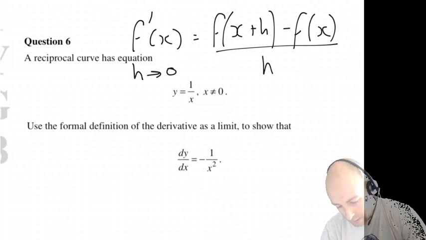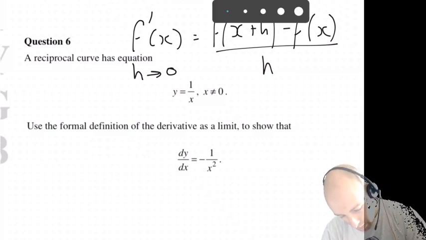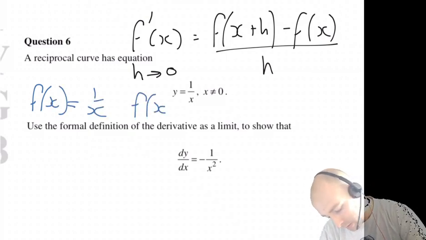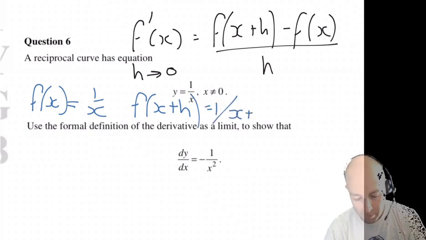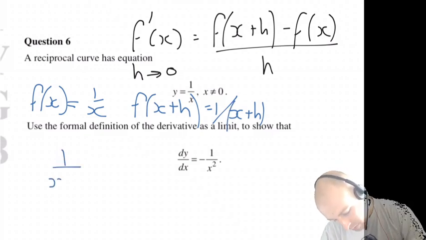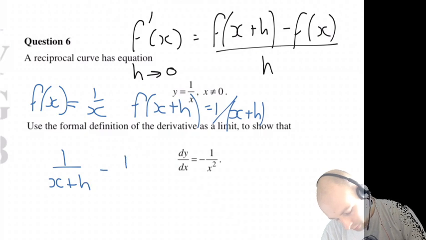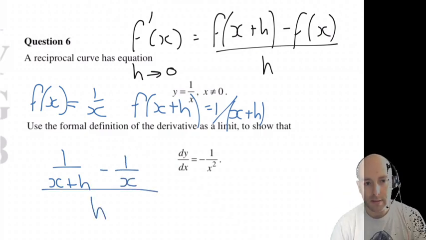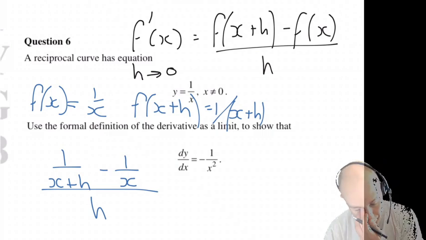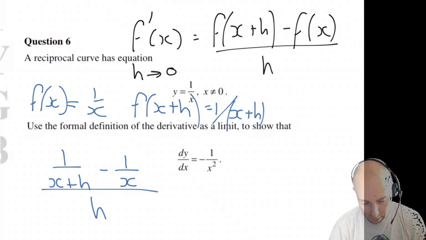So f of x is 1 over x. So f of x plus h is 1 over x plus h all on the bottom. So we've got 1 over x plus h minus 1 over x, all divided by h. This is what we need to simplify. So to deal with this, it's a triple-decker fraction, which is not great, but to start with, I don't know actually, what's the best way around this?